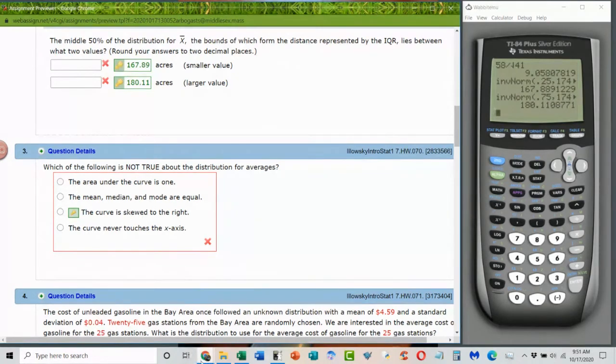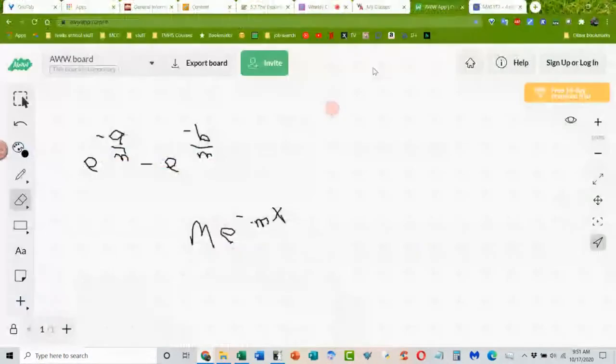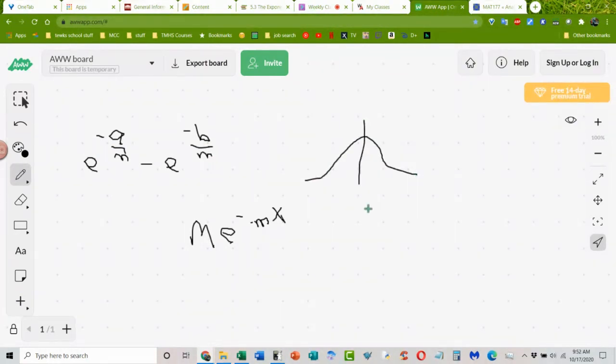So while I'm really bad at drawing the normal curve, sometimes I get lucky. Not too bad. The mean, median, mode are the same value, so there's no skew here. Skewing would be that or that, and I don't know which one is skewed to the right. I think this one is.